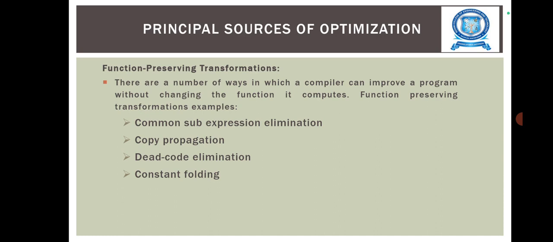Function preserving transformation. There are a number of ways in which a compiler can improve a program without changing the function it computes. Function preserving transformation examples: common sub-expression elimination, copy propagation, dead code elimination, constant folding.